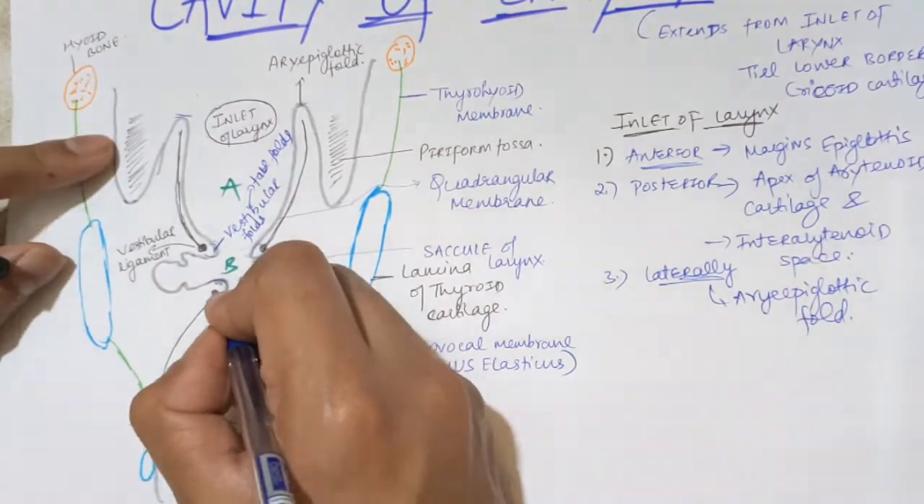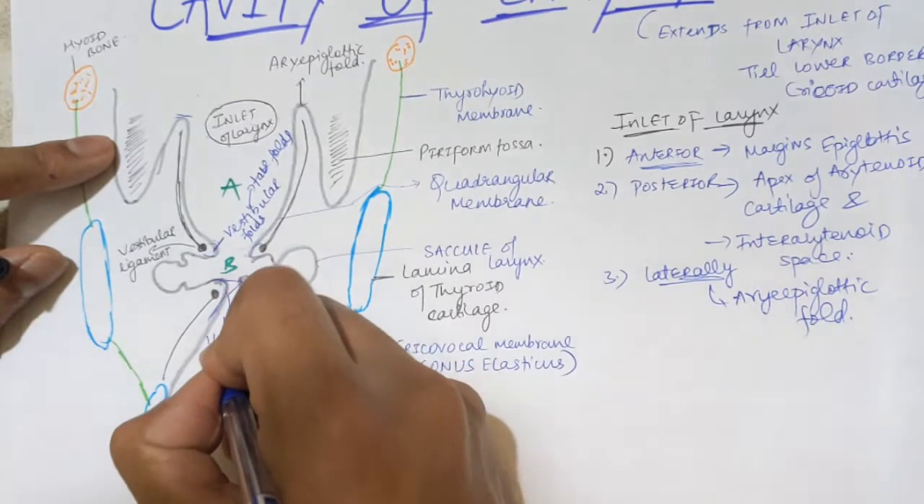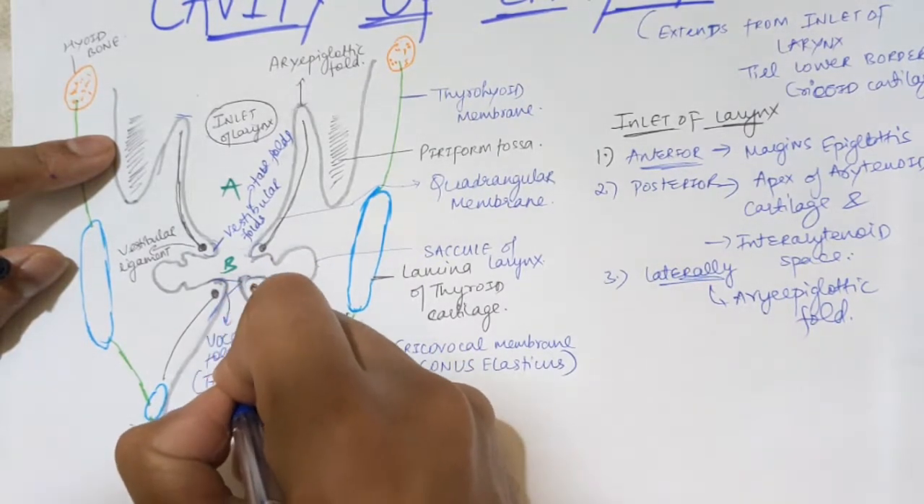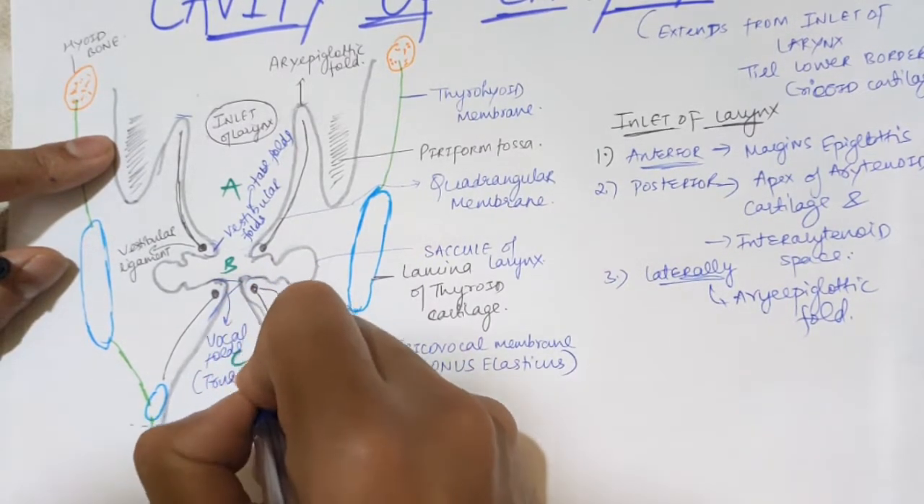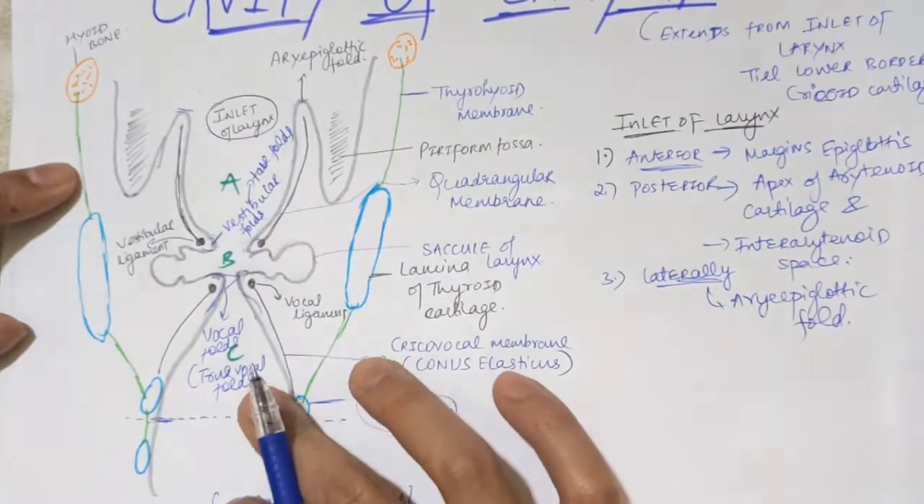Okay, these are your vocal folds, both. So these are your vocal folds or true vocal cords. Okay, this is your false, and this one is your true.